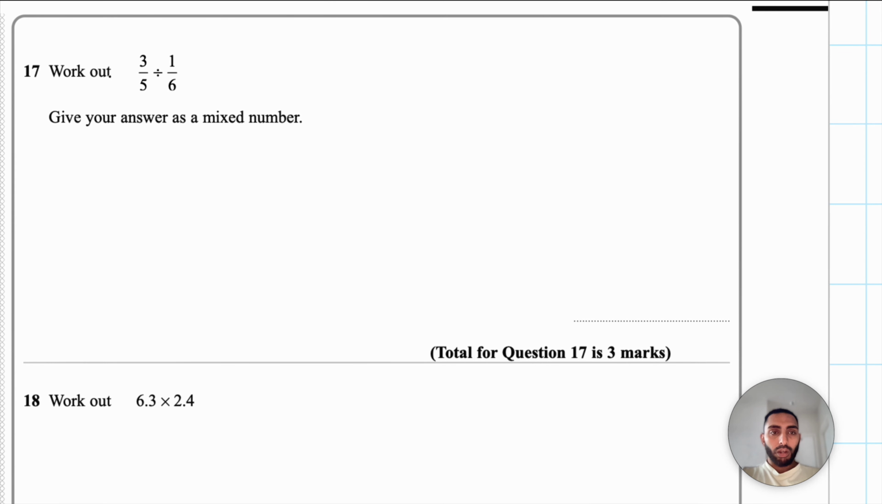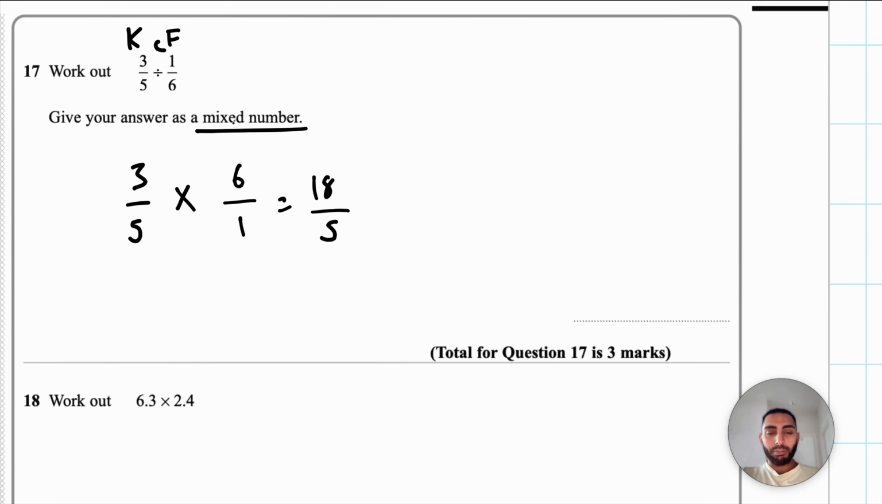Question 17. Work out 3/5 divided by 1/6 and give your answer as a mixed number. If you're dividing fractions, you can use the keep, flip, change method, where you keep the first fraction, you flip the second fraction, so it's going to become 6/1. It's called finding the reciprocal, and you're going to change the divide sign to a multiply. Then to multiply fractions, all you do is multiply across. So I'm going to do 3 times by 6, which is 18, and 5 times by 1, which is 5.